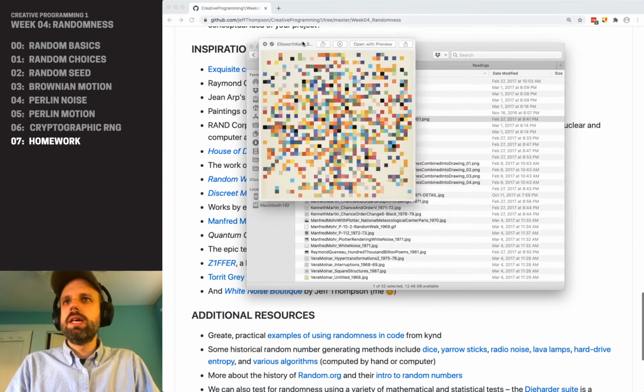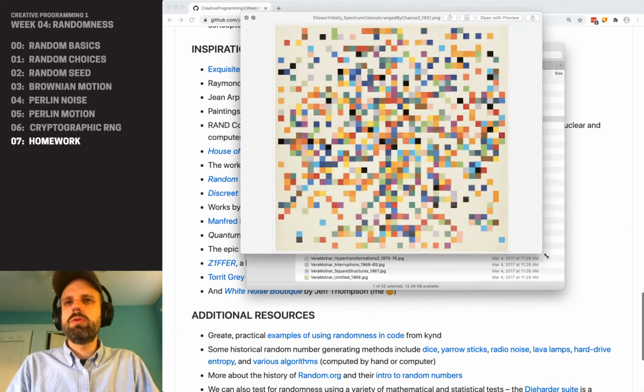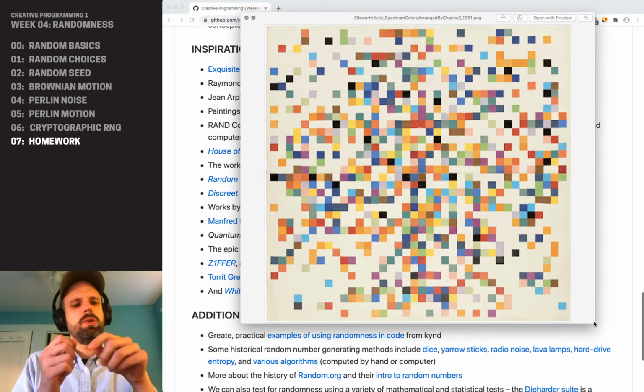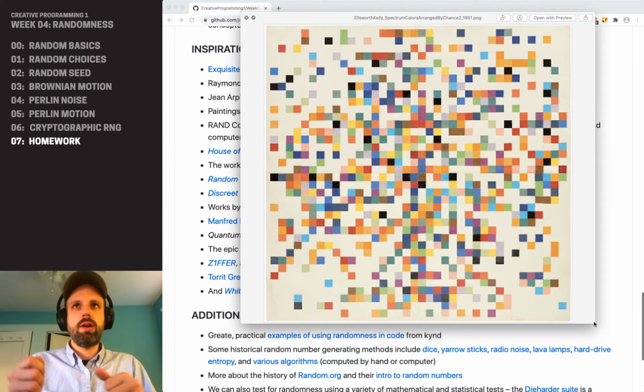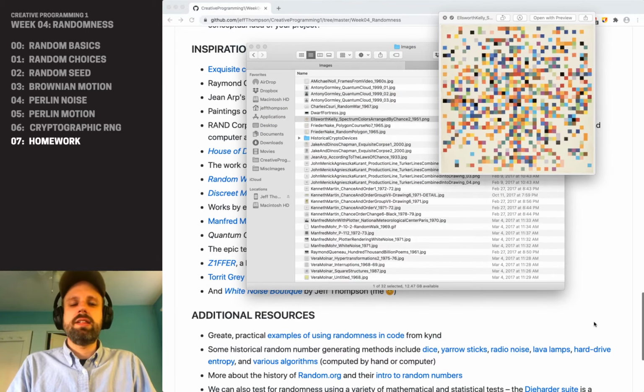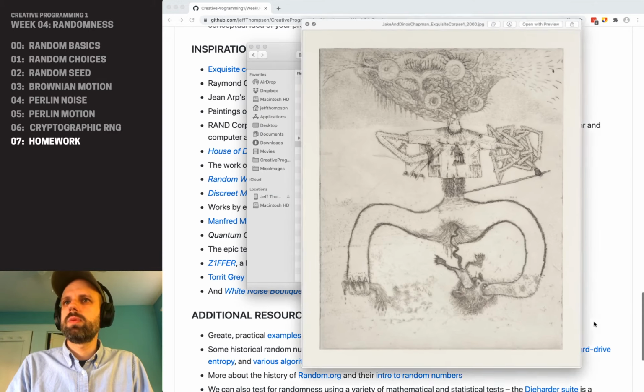Ellsworth Kelly is a middle to late 20th century American abstract painter, and this is from 1951. This is called Spectrum, Colors Arranged by Chance. Again, we don't know the exact process, but you can imagine pieces of colored paper cut out that are then arranged using some random process. And it's also highly likely that he generated many of these and picked the ones that he liked the best.